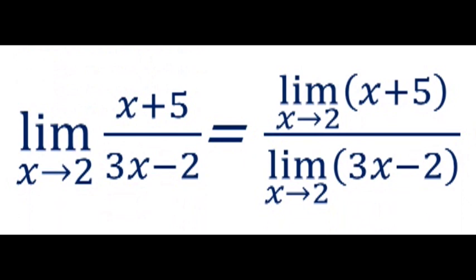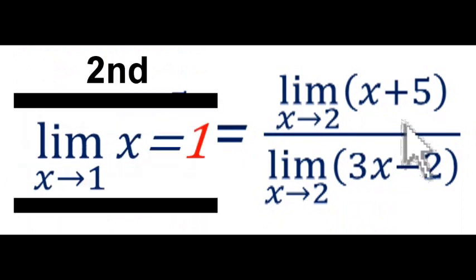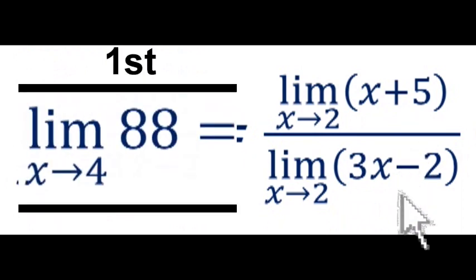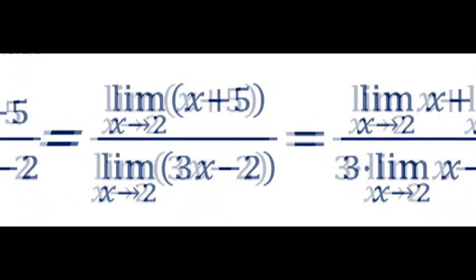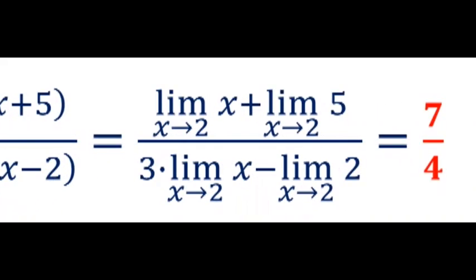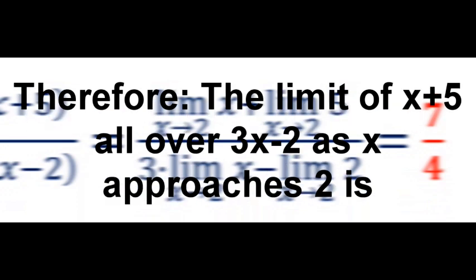So separate the x and 5 in the numerator, and 3x and negative 2 in the denominator. So theorem number 2 for the first term, then the second term is limit of 5 as x approaches 2, that's theorem number 1. So when you simplify the numerator, that is 2 plus 5, it gives us 7. And since we have a constant 3 here, we move that in front of that limit, and then simplify. 3 times 2 gives us 6, minus 2 is 4. And then the limit of x plus 5 all over 3x minus 2 as x approaches 2 is 7 over 4.